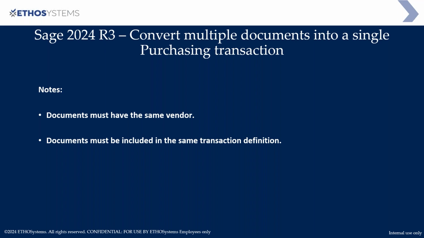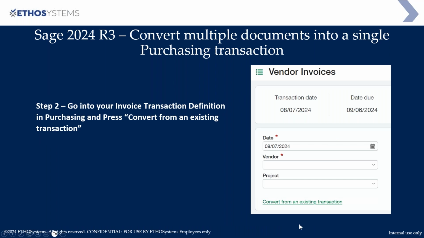You can still use the convert feature. When you go in and you see a list of your purchase orders, you can simply click on convert, go into that PO, and then again, you will be able to say convert from an existing transaction.